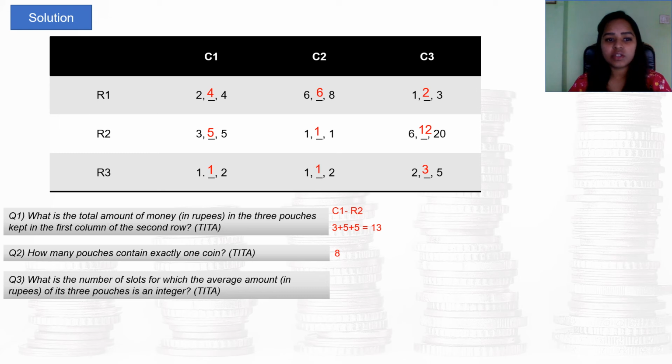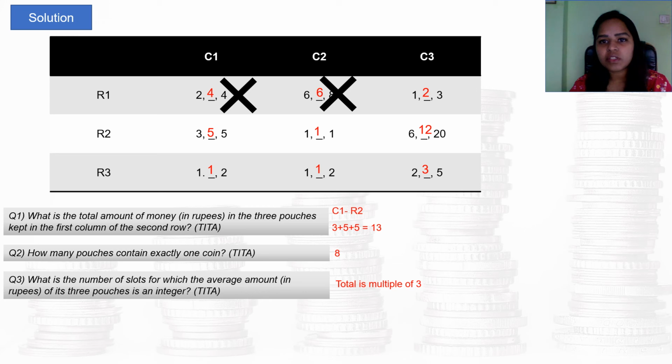What is the number of slots for which the average amount in rupees of its 3 pouches is an integer? For the average to be an integer, the sum should be a multiple of 3 because there are 3 pouches in each of the slots. So now let's go slot by slot. Let us look at row 1, column 1. The sum is 2 plus 4 plus 4. It's not a multiple of 3. Row 1, column 2, 6 plus 6 plus 8. 6 and 6 are multiples of 3 and 8 is not a multiple.